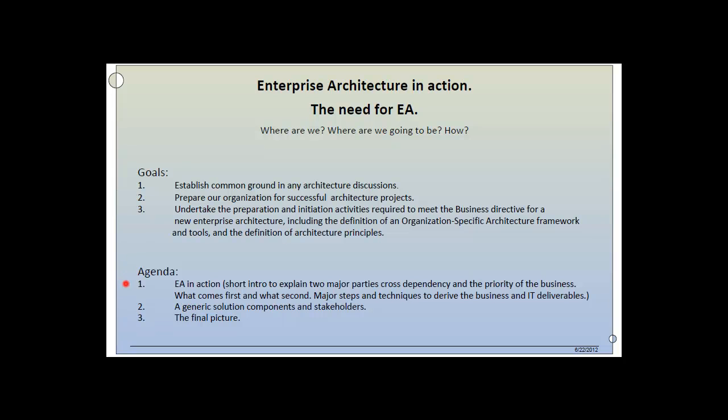Agenda. 1. EA in action, short intro, to explain to major parties cross-dependency and the priority of the business. What comes first, and what second? Major steps and techniques to derive the business and IT deliverables. 2. A generic solution, components and stakeholders. 3. The final picture.